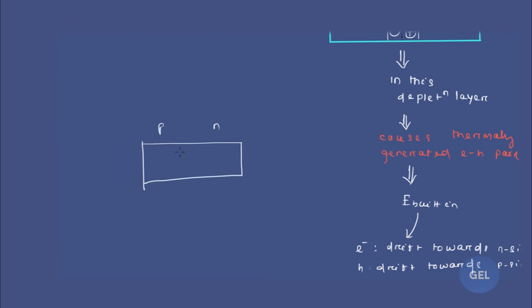We have a PN junction like this. This is P, this is N. Look here carefully. Here we have positive ions, here we have negative ions. This is our depletion layer. Now the electric field will be in this direction. Thermally generated electron and hole pairs get generated here in this depletion layer, and due to this electric field, the electric field will act on those thermally generated electron and hole pairs and make them drift.